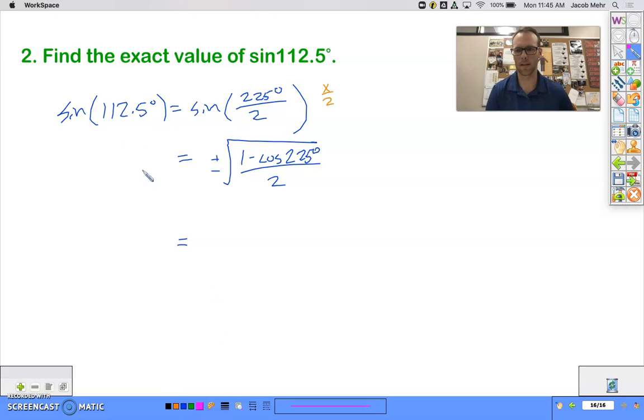All right, now while I'm here, I don't want to keep writing these plus or minuses. We might as well take a moment to think about that. 112.5 degrees, that is in the second quadrant. And in the second quadrant, sine is positive, so we're going to choose the plus. So I can drop my minus.